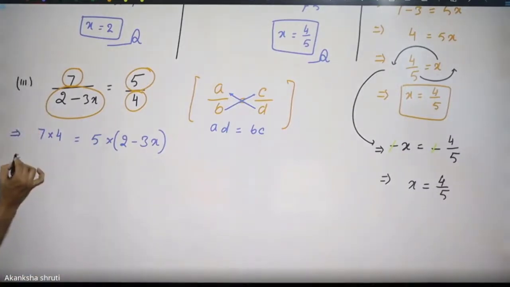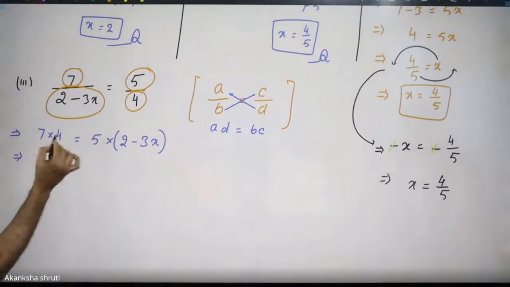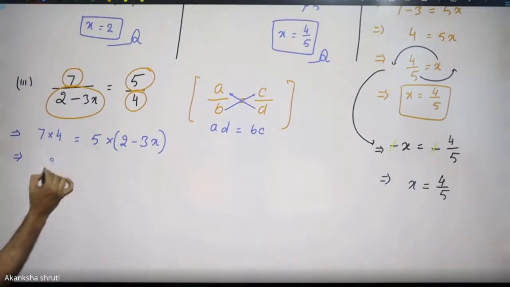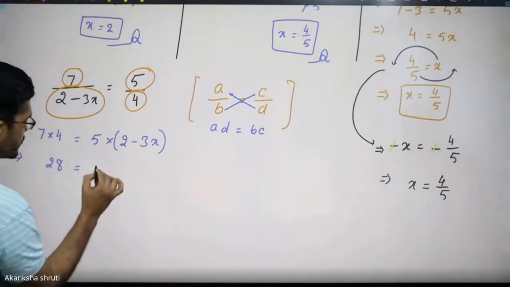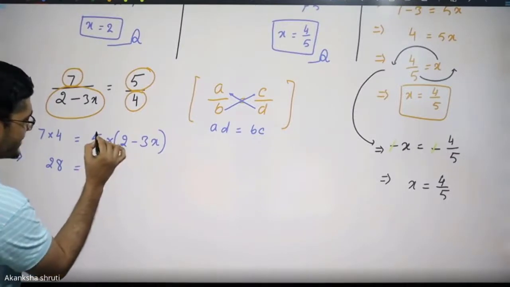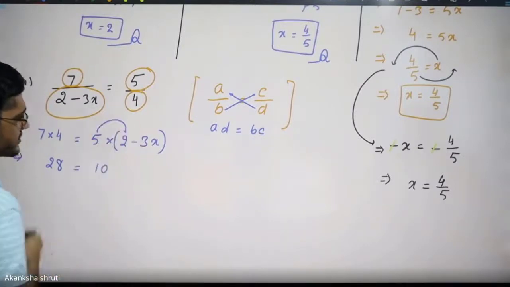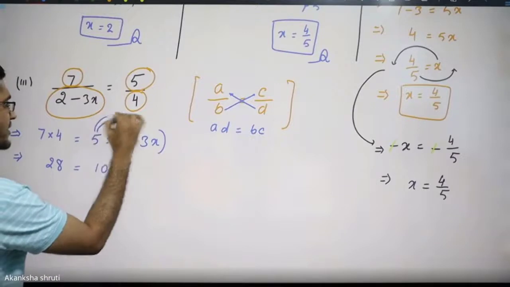Now you remove the bracket by the BODMAS rule. 7 fours are 28 is equals to 5 into the bracket, 2 minus 3x. Apply the distributive property. 5 will multiply to this 2, and then this 5 will also multiply to this.